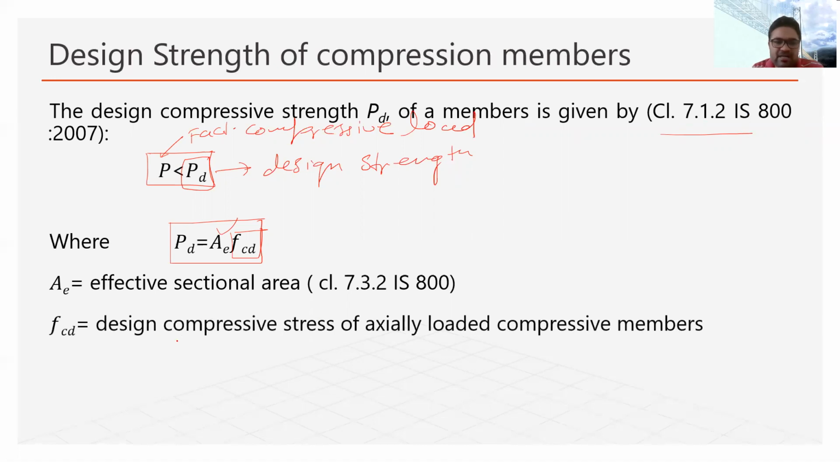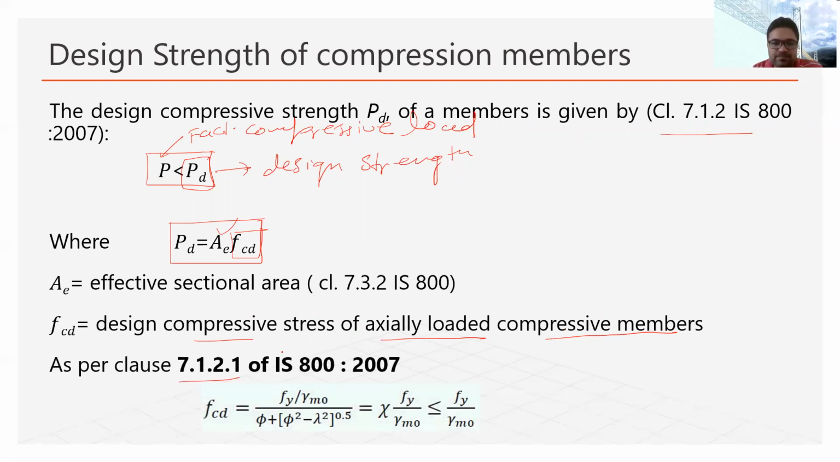FCD is called the design compressive stress of an axially loaded compressive member. As per this clause, FCD can be calculated using this formula. So FCD is this value, or in short, if we multiply, this whole value is basically this, which I am representing with this letter.